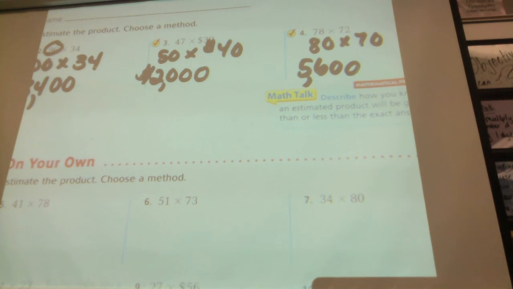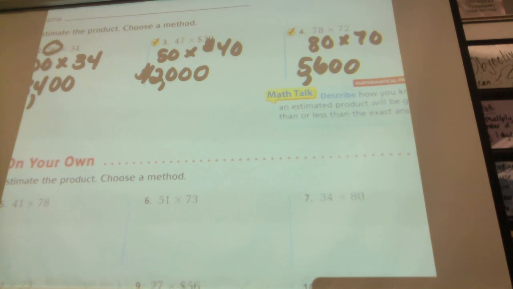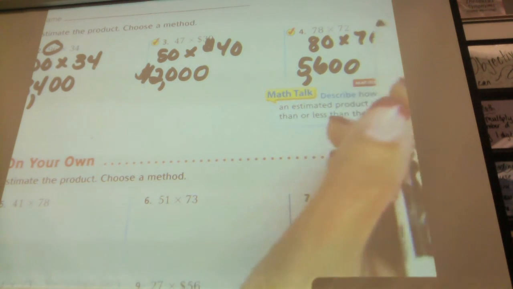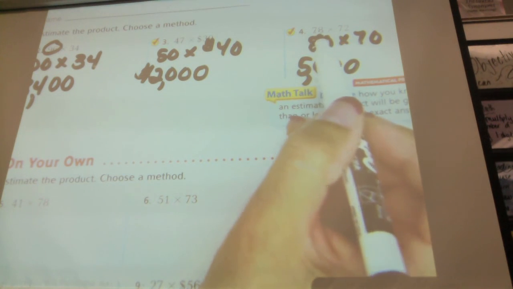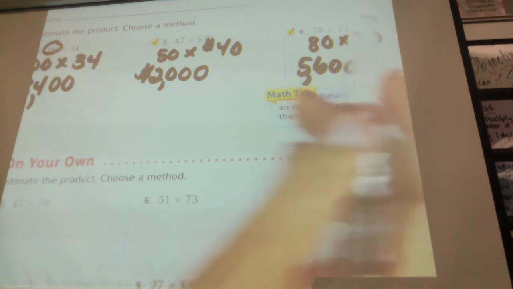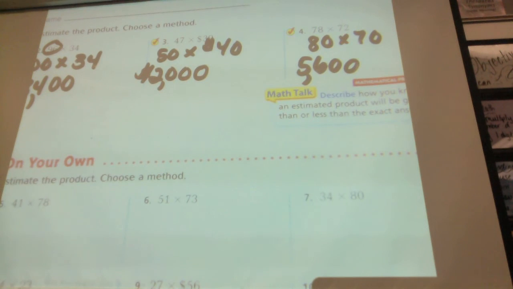Yes? On number 4, one number is rounded up and one down. Does that mean it's still greater than? Well, the problem is that this one's rounded up by 2 and this one's rounded down by 2, but they don't balance each other out. So it's hard to know just by looking at it. It's hard to say, yes, it should be greater or it should be less than.